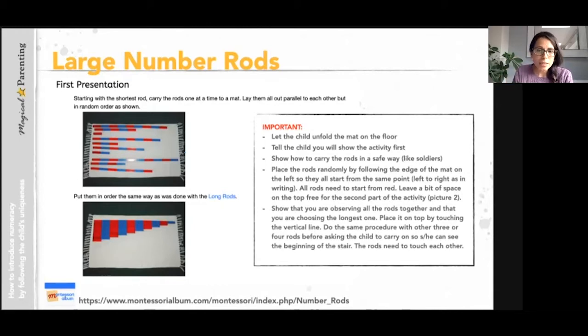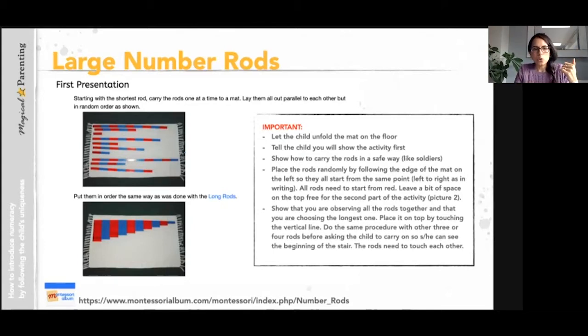Then the second part is that you have to show how you're building these stairs, and you have to show by observing all the rods together. So you will be looking at all these rods and touching with your hand from the left to the right, the whole length of the rod, and say, oh, let me see, which one is the longest? So you go in and compare them. You see like, oh, I think this is the longest. You touch it all the length and then you take it and put it on the top here at the beginning. Then you take another, you check, you look at the rest and you say, oh, let's see now which one is the biggest now.